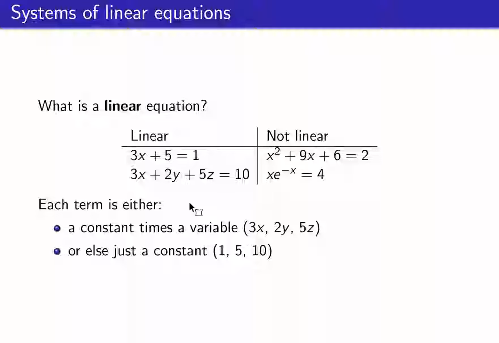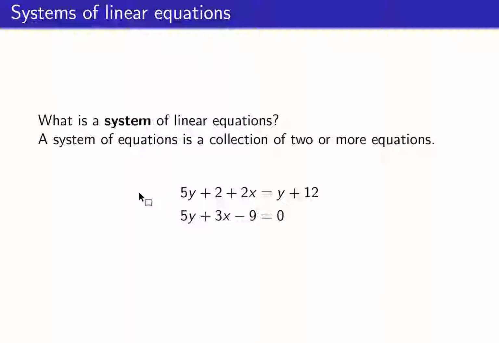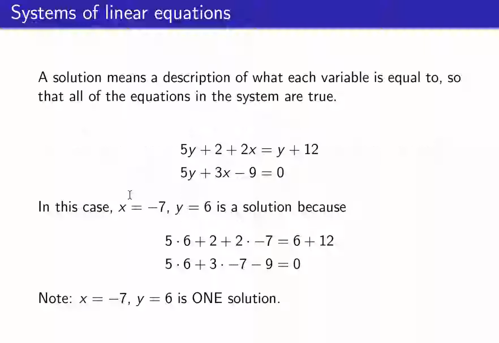So that's a linear equation. What's a system of linear equations? A system just means more than one. Here we have 2 equations. A system of linear equations means 2 or more equations where each equation is linear. When we talk about a solution to a system of equations, it just means x is equal to this, y is equal to that. It's an assignment to each variable of what it's equal to.